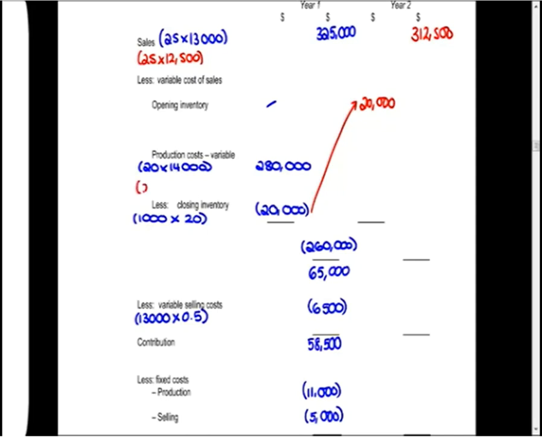Production in year 2 is still $20 per unit, but in year 2 we only made 11,500 units. So our production costs were $230,000. Now we need to think about inventory levels. We had 1,000 and we made 11,500. That's 12,500, and that's exactly equal to the number that we sold, so there's no closing inventory.